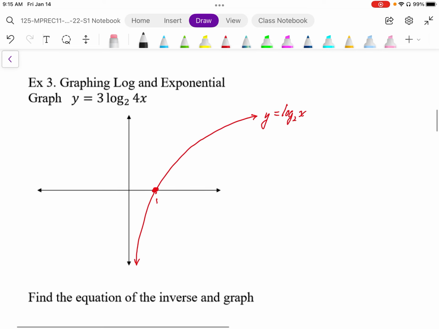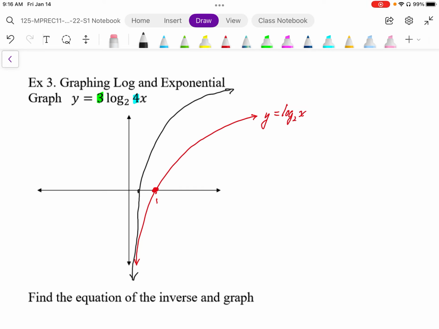In example 3, we're graphing this. So I've graphed the basic function y equals log base 2 of x. And what's happening here is we have a vertical expansion. Okay, so it's going to expand vertically from the x-axis. And then we also have a horizontal compression by a factor of 4. So the graph of this is going to end up looking like this. So our compression of 4 is going to put our x-intercept about there. And we're going to end up with a graph that's been vertically expanded and horizontally compressed. So it's going to look something like that.